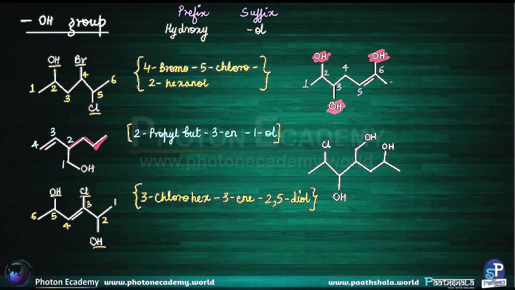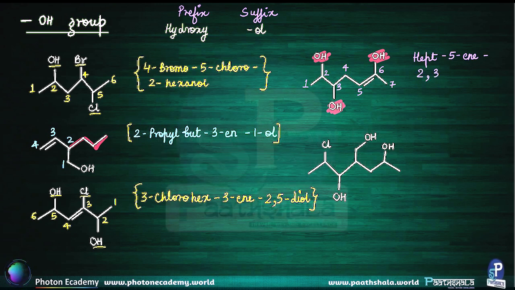So the principal chain becomes hept, that is 7 carbons. So here we have hep. At 5 we have a double bond, so we write 5-ene. Then we have 2, 3, 6, and now we have triol. Okay, all right. So here we write this. So the name of the compound becomes hept-5-ene-2,3,6-triol.